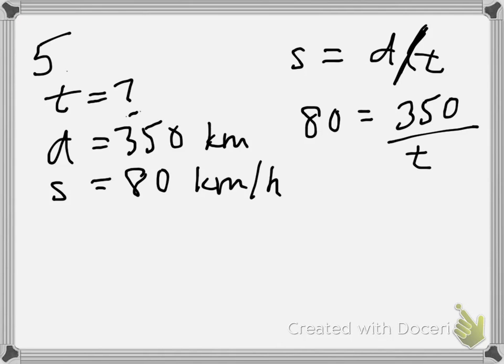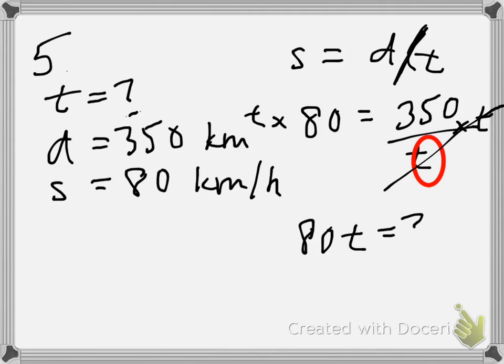So the first thing we have to do is get that t out of the bottom. Right now it's in the bottom. It's no good for us over there, so what do we have to do? What I would do is multiply both sides by t. Okay, and then these will cancel out, and then you are left with 80 times t equals 350.